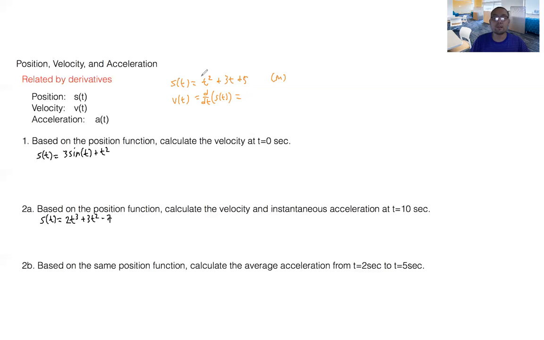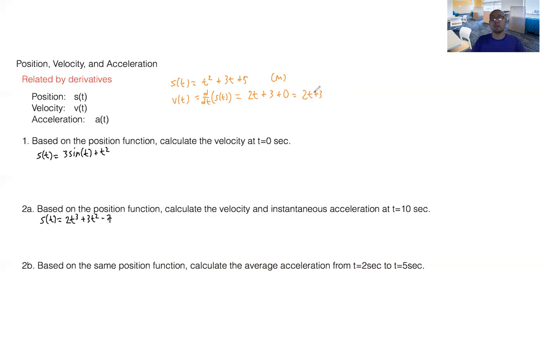To do that, it's going to be the derivative of the first term plus the derivative of the second term plus the derivative of the third. When you do that, you get the derivative of t squared, which is 2t, plus the derivative of 3t, which is 1 times 3. When you subtract 1 from the exponent of t, it's 0, and t to the 0 is 1. So you get 3 here, plus the derivative of 5. 5 is a constant, and the derivative of a constant is always 0. So you end up getting 2t plus 3, and this is your velocity function.